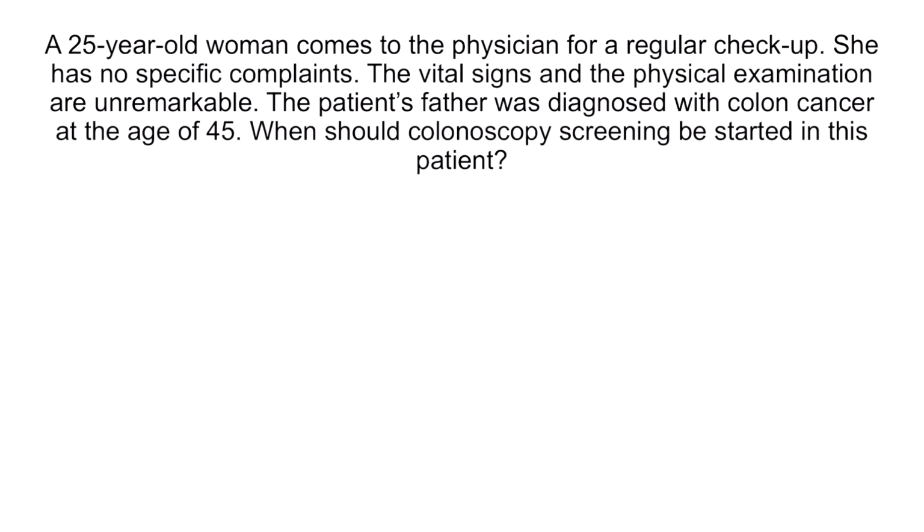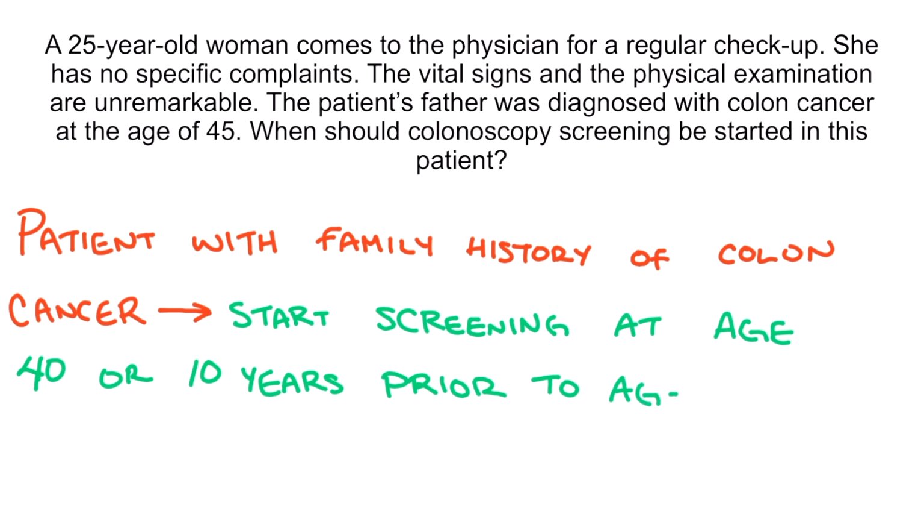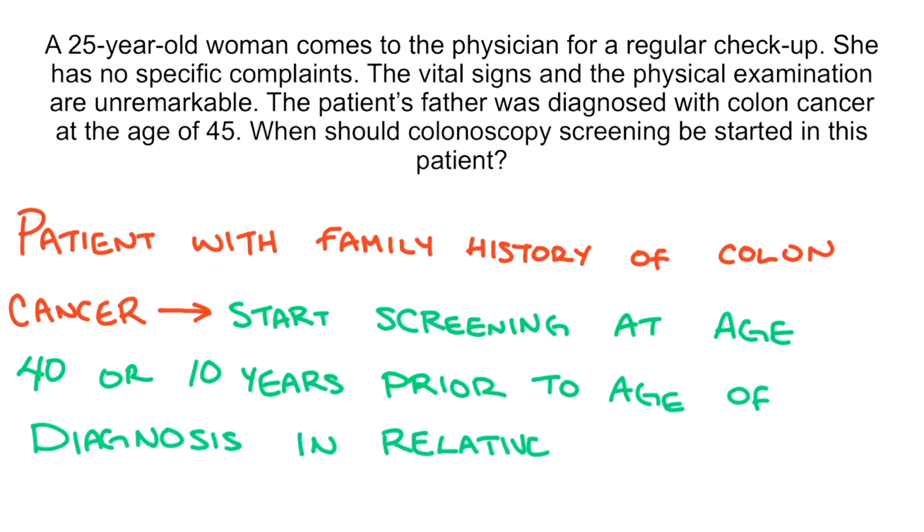So as we discussed already, colonoscopy in a person with a positive family history, like in this case, is started at age 40 or 10 years prior to the age of diagnosis of their relative, whichever comes first. With that in mind, we get 2 options to either screen the patient at age 40 or at age 35, which is 10 years before the age of diagnosis of her father. And since 35 comes before 40, the correct screening age in this case would be 35.